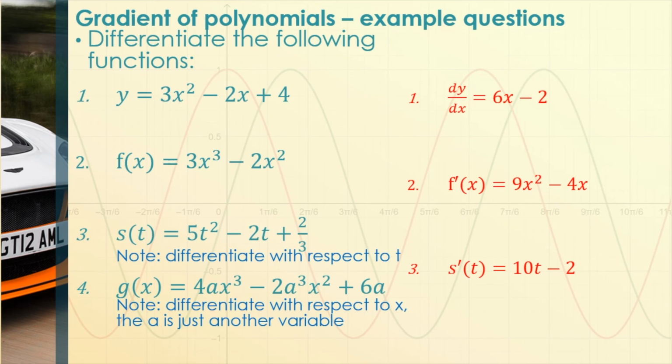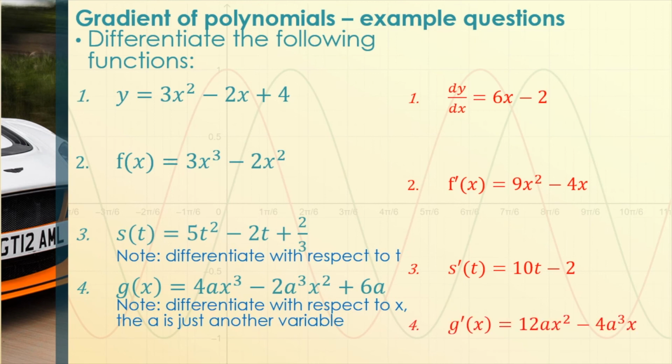S dash of t, as we're using the Lagrange notation, is equal to 10t minus 2. Let's look at each term. 5t squared, when we differentiate t squared, becomes 2t, times 5 is 10t. Minus 2t, when we differentiate t, we get 1, so that therefore becomes minus 2. 2/3, when we differentiate, becomes nothing.